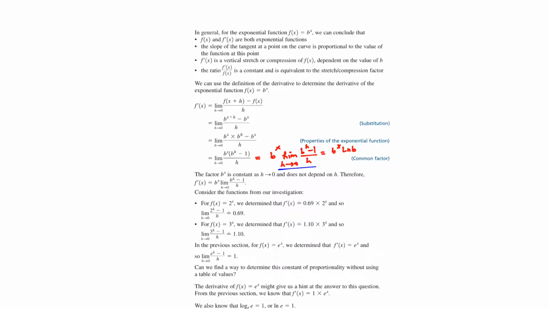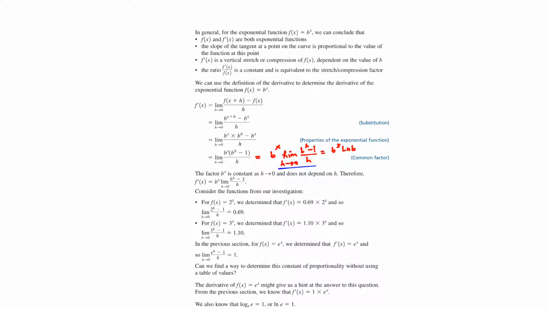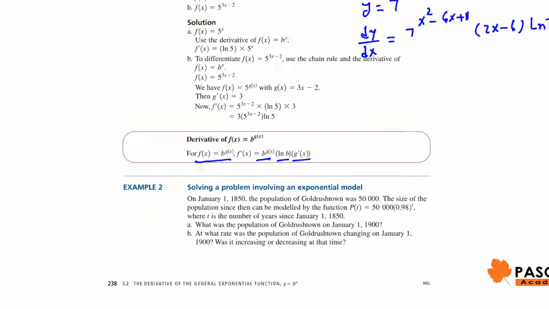To show the limit of b to the power of h minus 1 over h as h approaches 0 equals ln of b, you can consider a couple of cases. You can replace b by a couple of numbers like 2, 5, and use a table of values and show this.